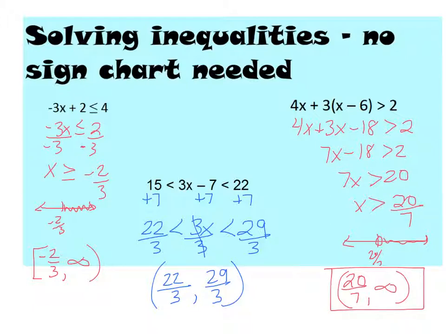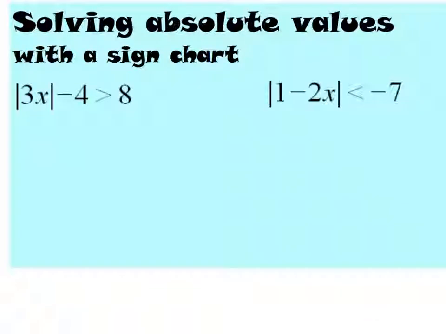Now, these were all kind of basic inequalities where you just have a single answer. Let's look at something where you might have more than one answer. Okay, so absolute value. Remember yesterday when we did equations, we'd have to set up 2 scenarios to get 2 answers? All right, same deal here.